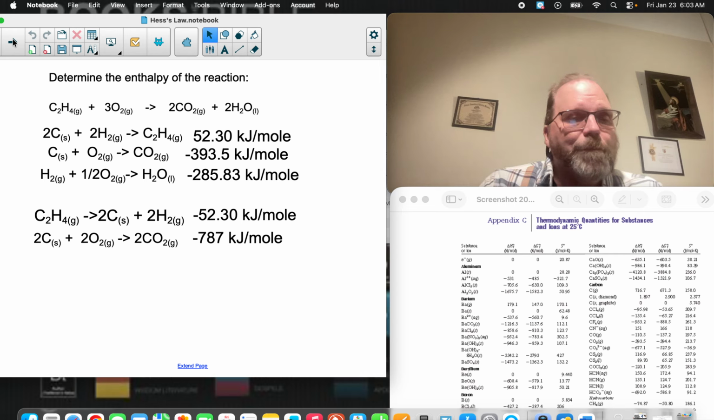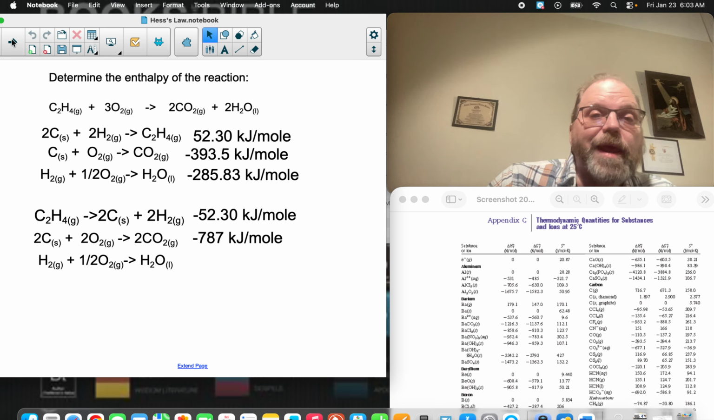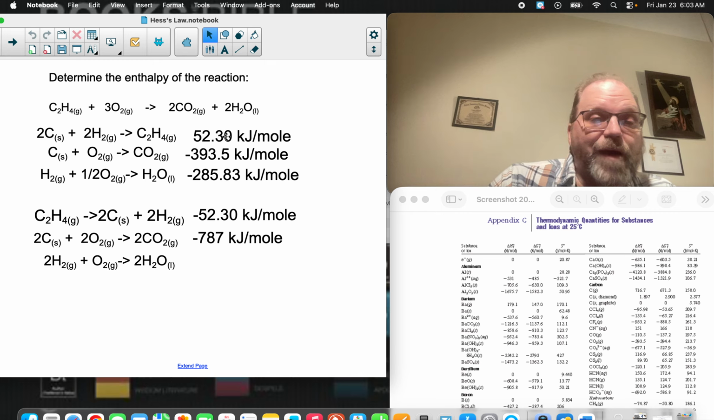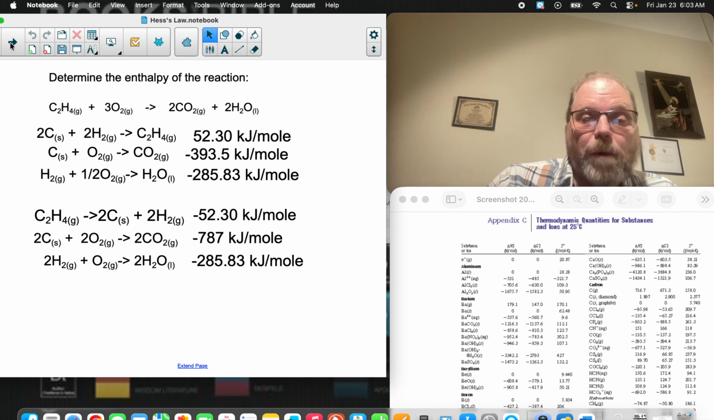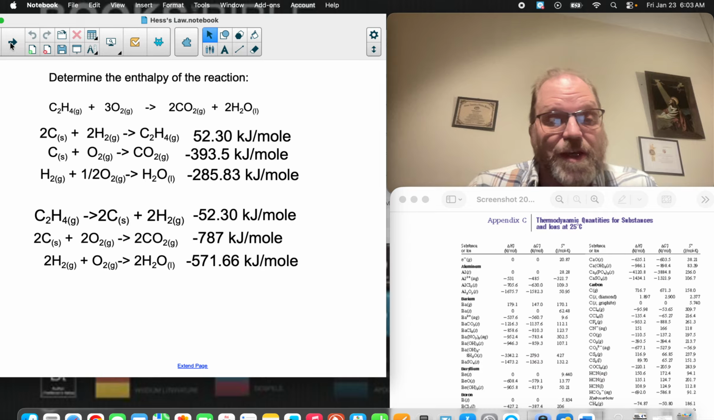For water then, again, water is on the product side. It's on the product side. And then we're going to take our value and multiply it by 2. So we're going to take our value here, multiply it by 2. And we get negative 571.66.